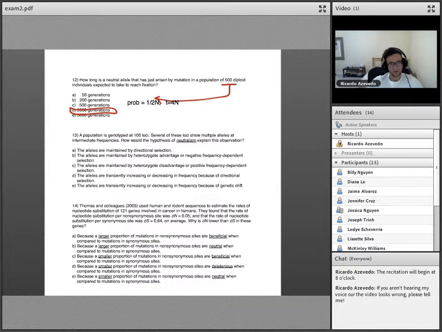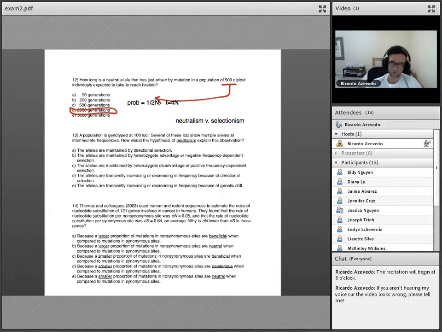13. A population is genotyped at 100 loci. Several of these loci show multiple alleles at intermediate frequencies. How would the hypothesis of neutralism explain this observation? Just to remind you, there was the idea of neutralism versus selectionism. Neutralism is the idea that most mutations are neutral. Selectionism would be that most mutations are selected for.